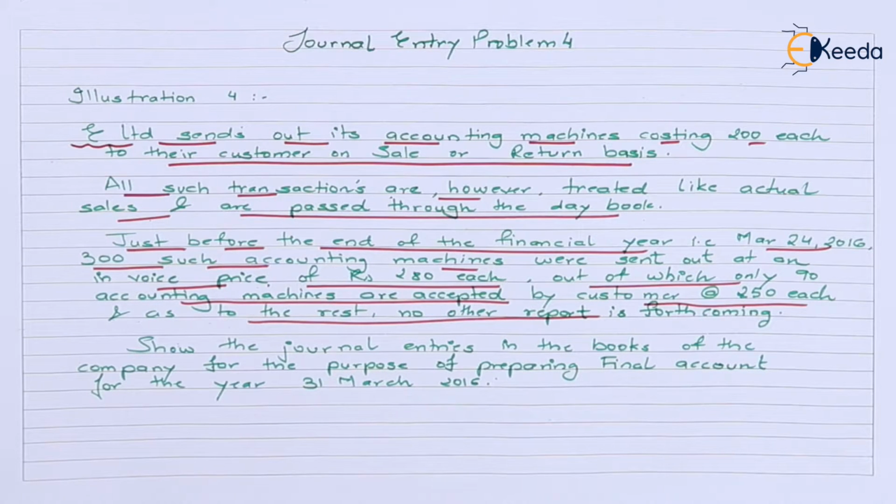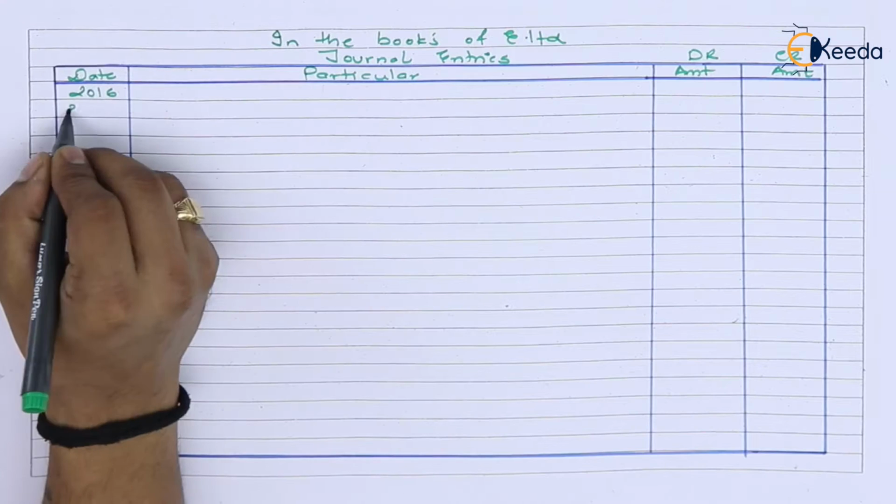So you have to pass the journal entries for all these transactions that they've mentioned here in your journal entry book. So let's go ahead and figure out what journal entries we'll have to pass here. Let's do that.